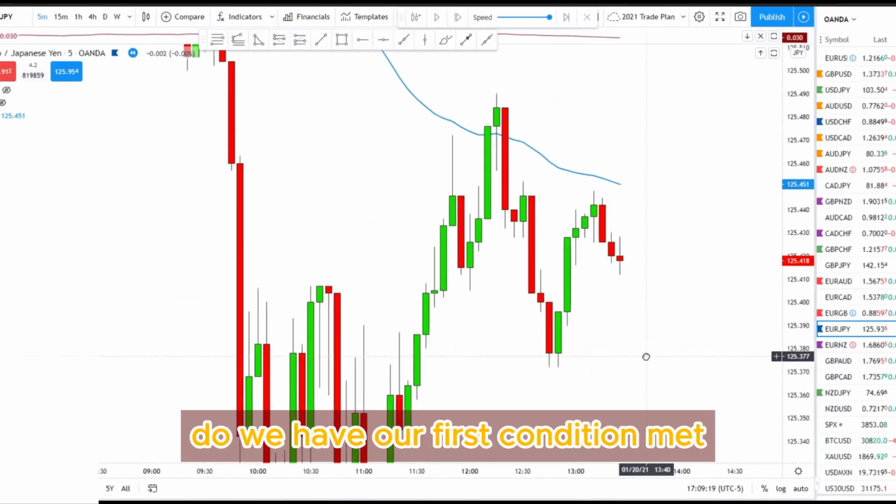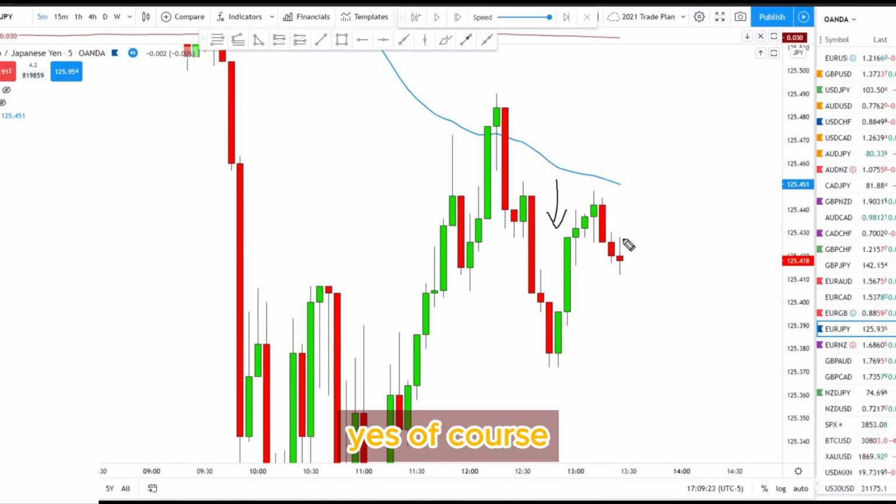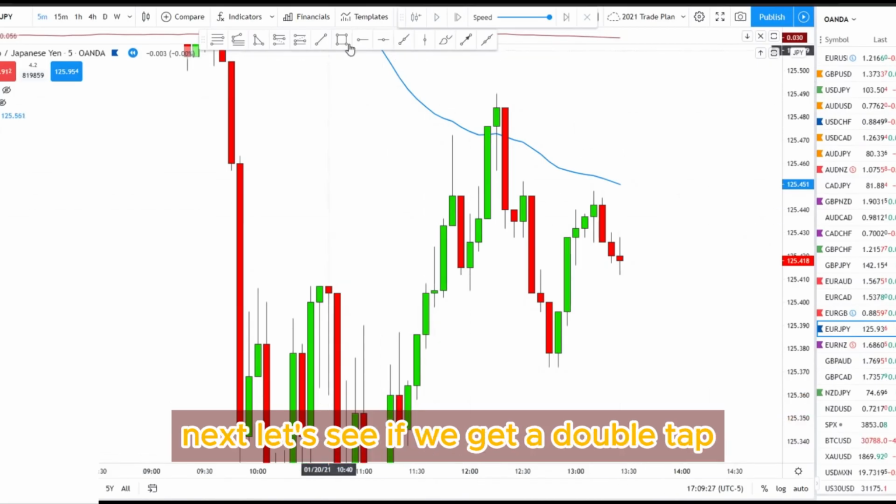Right now, do we have our first condition met? Is the market below the 50 moving average? Yes, of course it is. Very easy to tell that because we're below the blue line. Next, let's see if we get a double top.